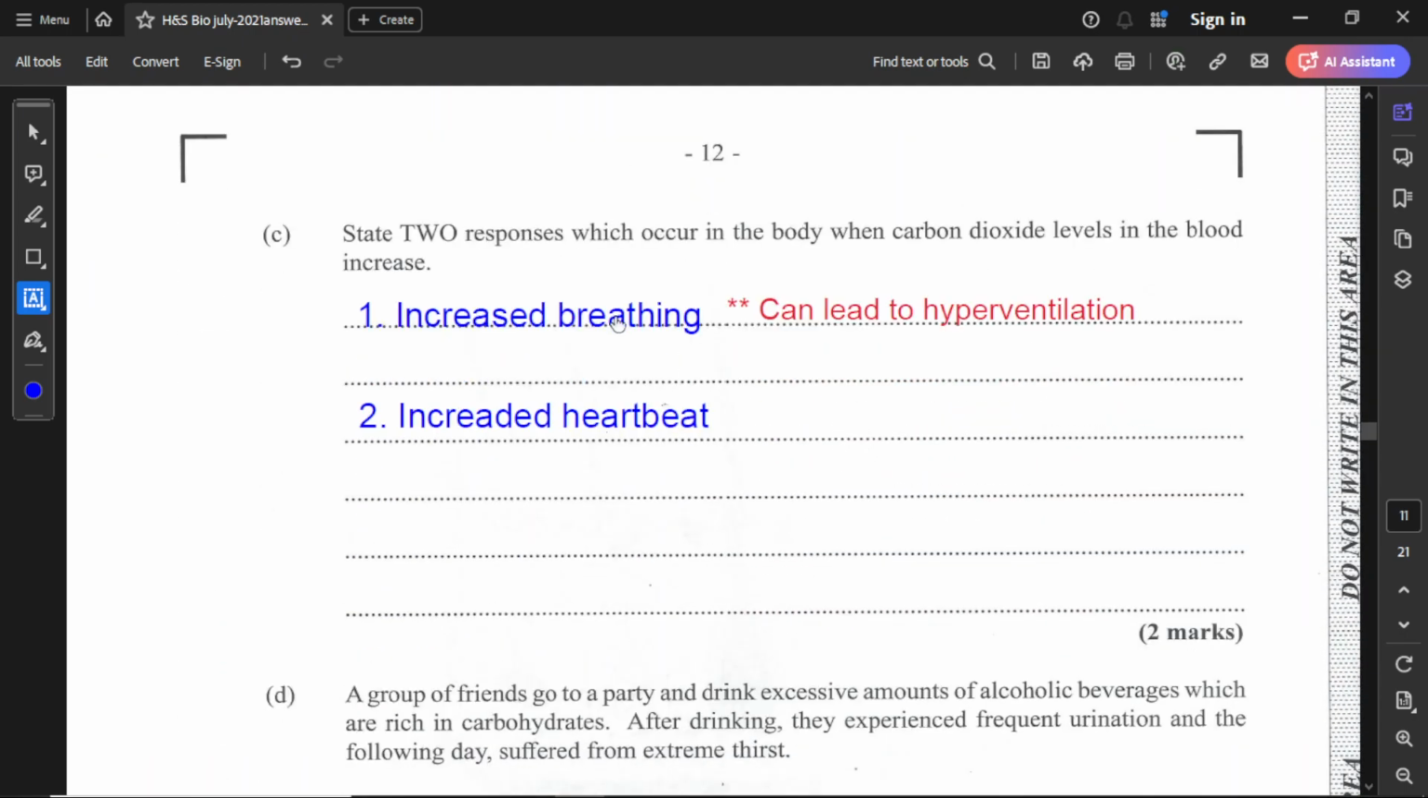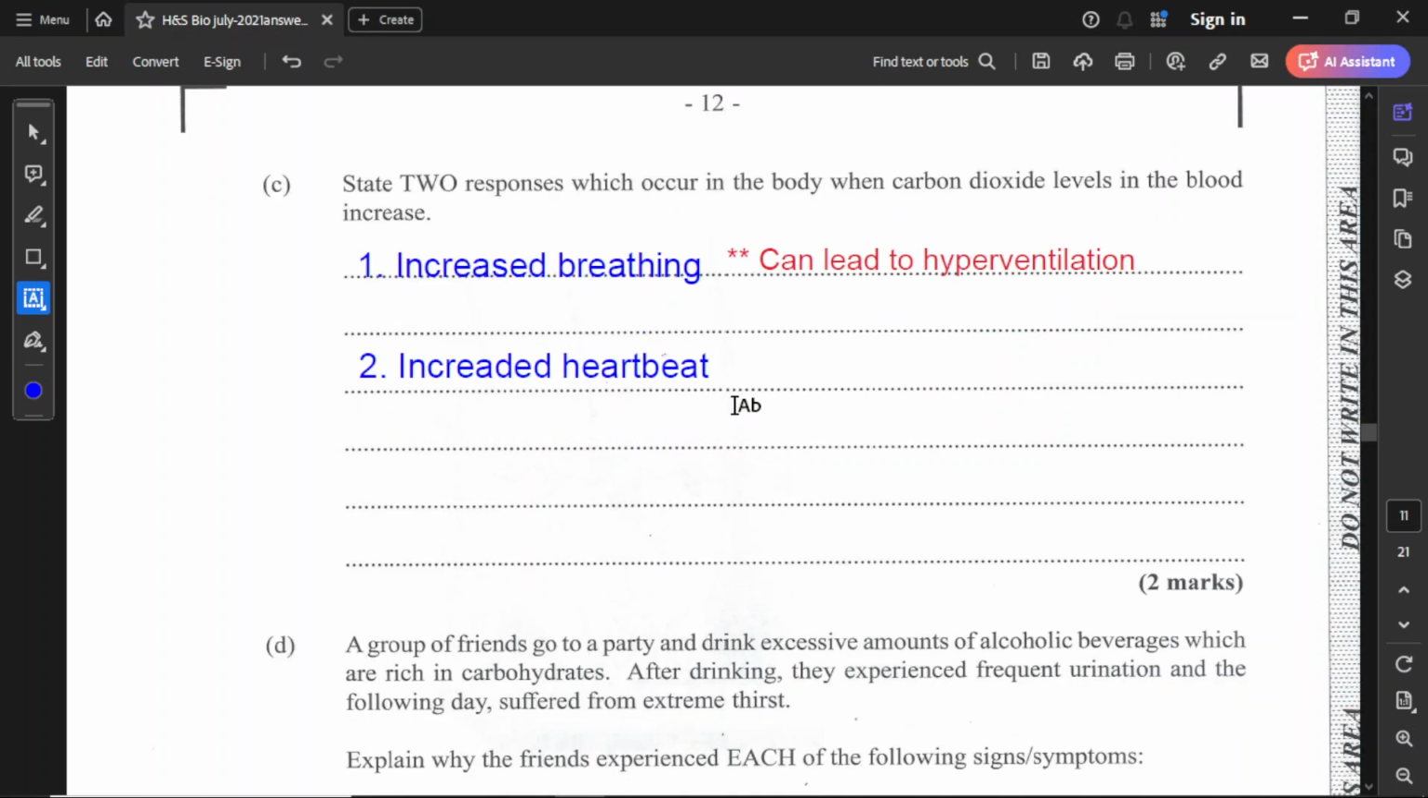For part C, we state 2 responses which occur in the body when carbon dioxide levels in the blood increase, and one is increased breathing. If you have a lot of carbon dioxide, breathing will be increased to obtain more oxygen, and this can lead to what they call hyperventilation. But definitely you have increased breathing, and also you have increased heartbeat as well.